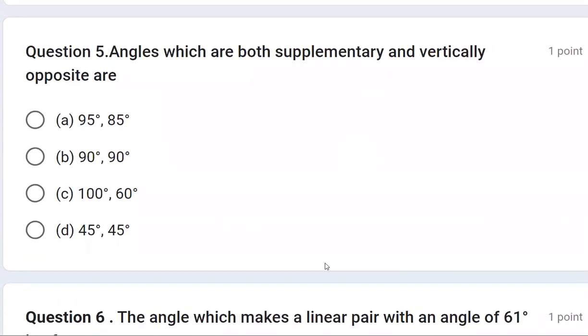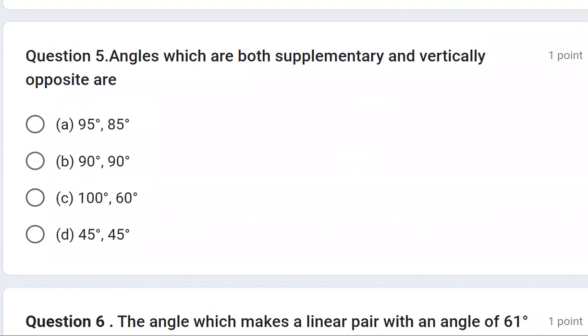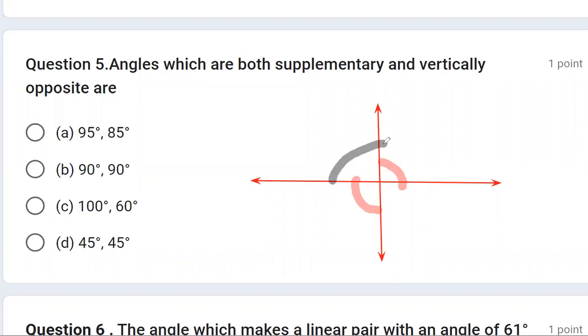Moving to the next question, it says the angles which are both supplementary and vertically opposite angles. So let's say vertically opposite angles, as we know that this angle and this angle form vertically opposite angles. The other pair is this and this. Whenever two lines intersect, they form two pairs of vertically opposite angles. But they are not only vertically opposite, they are supplementary as well.